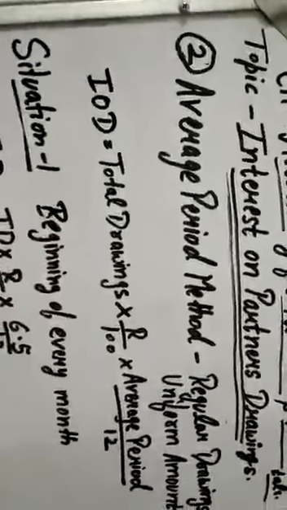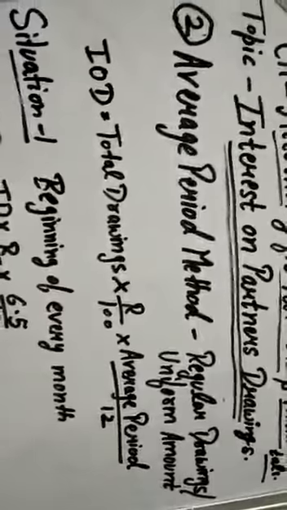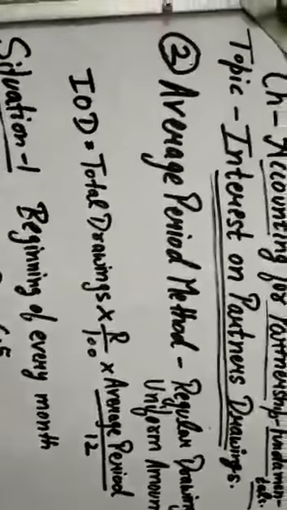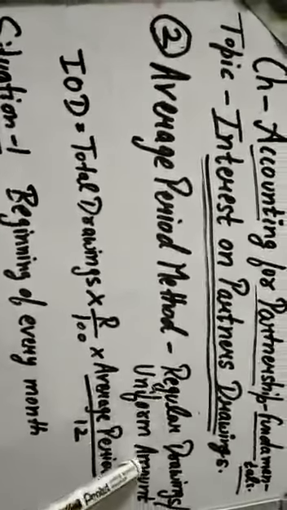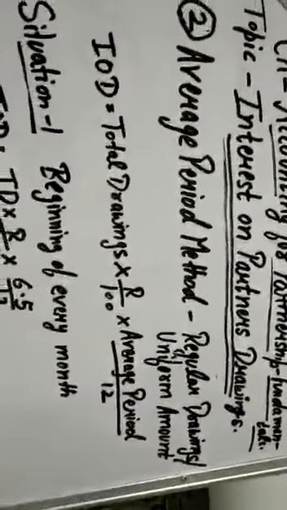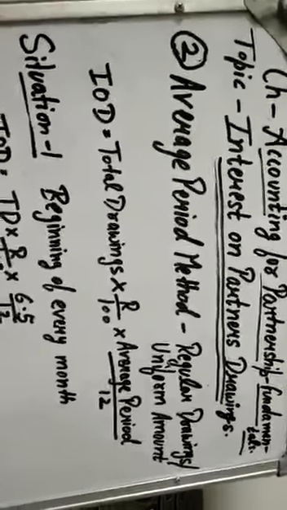So students, the second method is the average period method. The rules for this method are that there should be regular drawings and a uniform amount. That means the partner is withdrawing regularly.